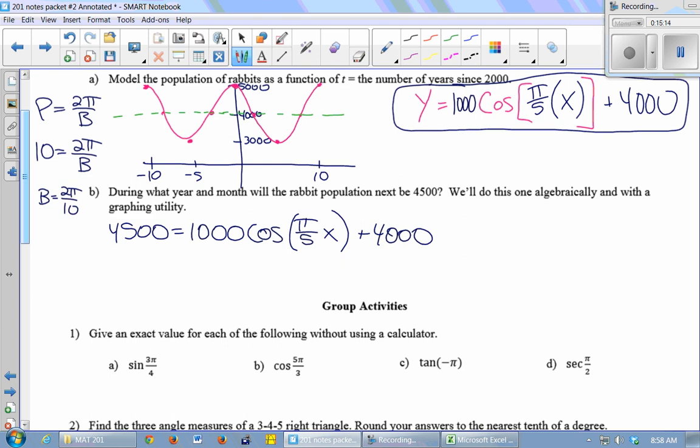Isolate the cosine. So I'm going to subtract 4,000 from both sides and divide both sides by 1,000. So I get 1/2 is equal to the cosine of pi over 5x. Inverse cosine, or mentally picture a unit circle, which is the same thing as taking the inverse cosine. So if I'm looking at the unit circle, I'm looking for a place where the cosine is 1/2.